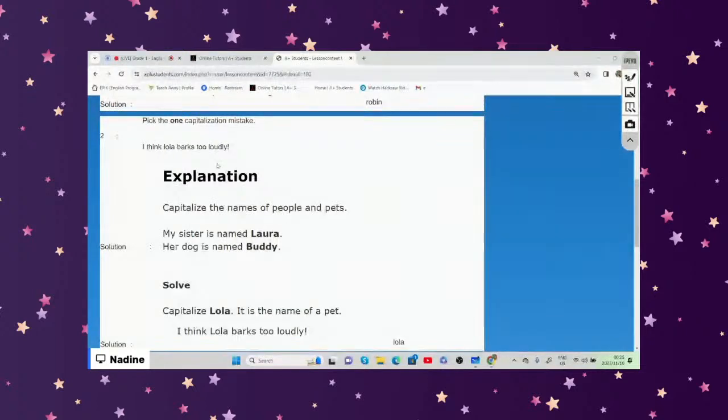So it says we need to pick the one capitalization mistake. I think Lola barks too loudly. What is the capitalization mistake within that sentence? Can you identify it? What do we need to fix?